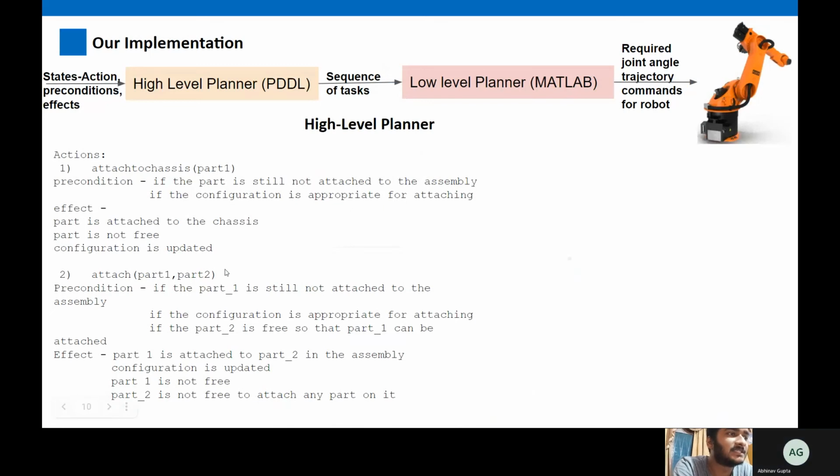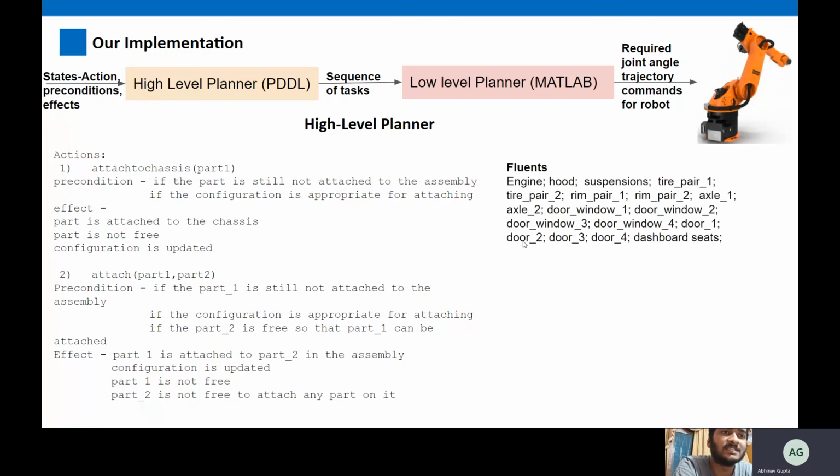Configuration is updated. The second action is attach, where we give two parameters, part 1 and part 2. The precondition requires that part 1 is still not attached to the assembly, the configuration is appropriate for attaching, and part 2 is free, so that part 1 can be easily attached. Now, the effect is that part 1 is attached to part 2 in the assembly. Configuration is then updated. Part 1 is not free is also an effect, and part 2 is not free to attach any part on it. These are the effects. Now, these are our fluents.